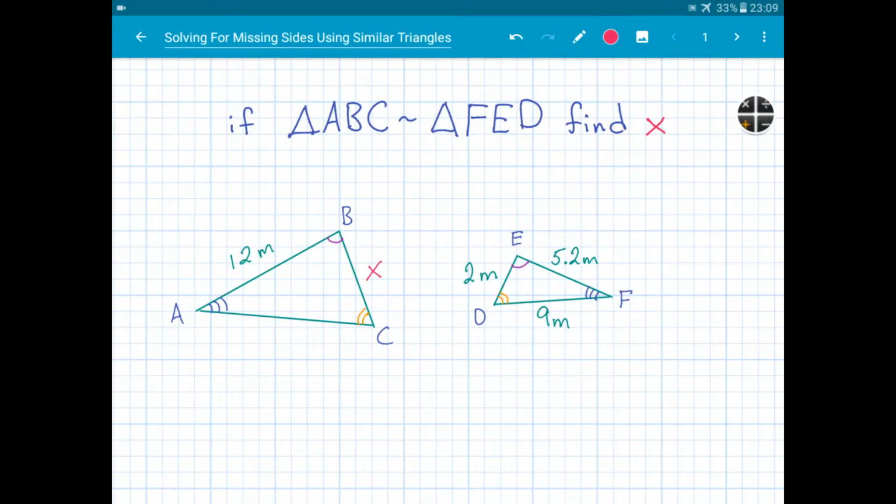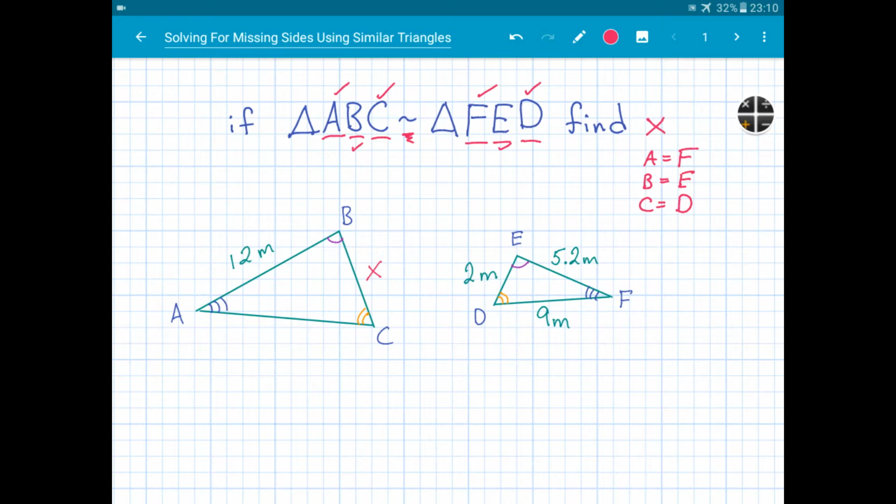So in this case we have triangle ABC being similar to, that's what that symbol means, triangle FED, which tells you that angle A is equal to angle F, and that angle B is equal to angle E, and that angle C is equal to angle D. That order that those are written in tells you something about which angles are equal to which, and also which sides are going to correspond with which sides.